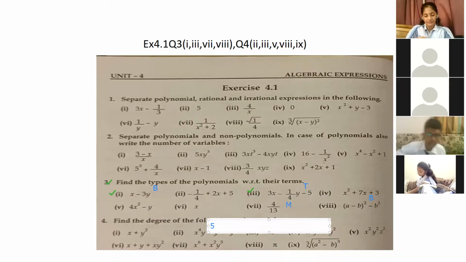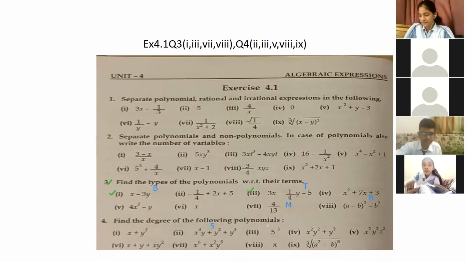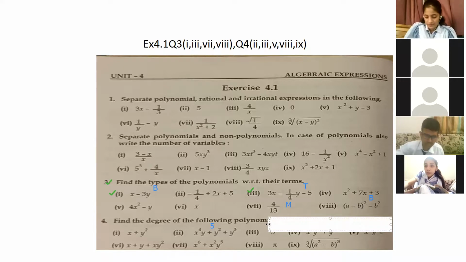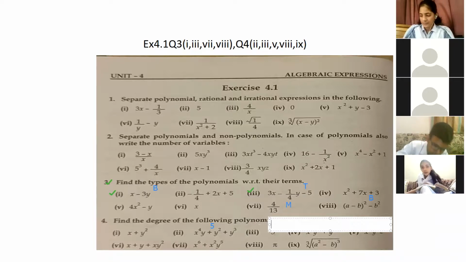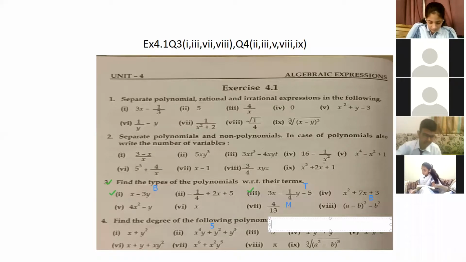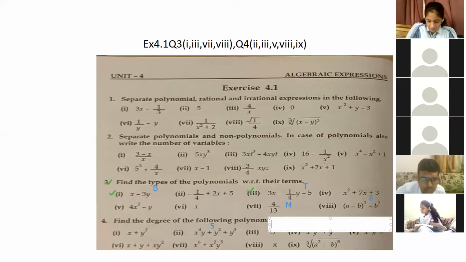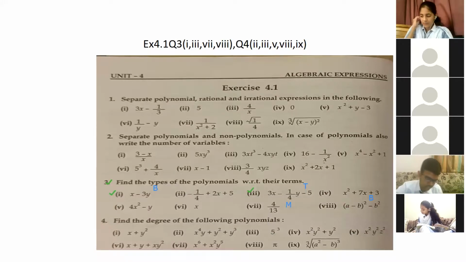Now bit number 3. Vanya, it's your turn. Vanya, unmute yourself. Yes, Vanya. I can't see you, beta. Miss, I don't have the book right now, the book was not available, so please show me bit number 3. Okay, one second. Sorry. Yes, 5 raised to the power 3.